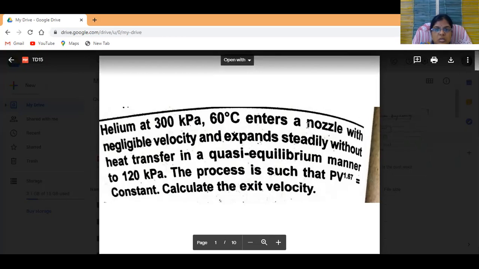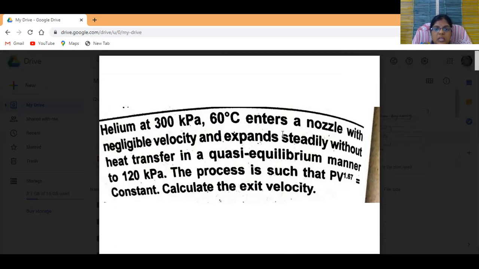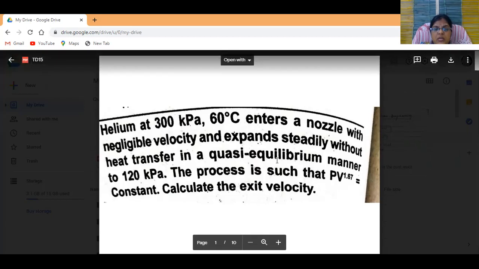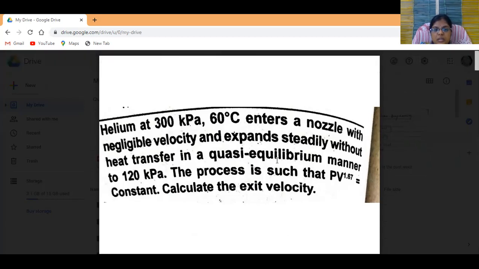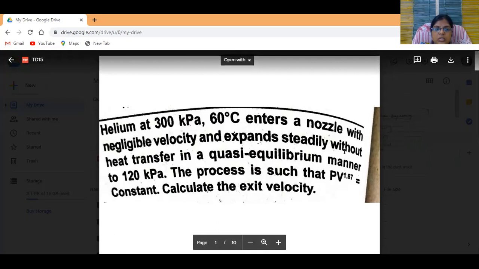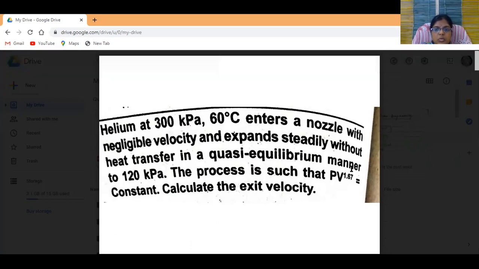Our hint is that the nozzle enters at 300 kilopascal, which is pressure P1, and temperature T1. It is a steady flow, that is an open system, and quasi-static, which means an infinite number of processes, that is nothing but work done is zero. Without heat transfer means Q is equal to zero. That is our given data. One more thing is given, PV^1.67, that is nothing but a polytropic process.